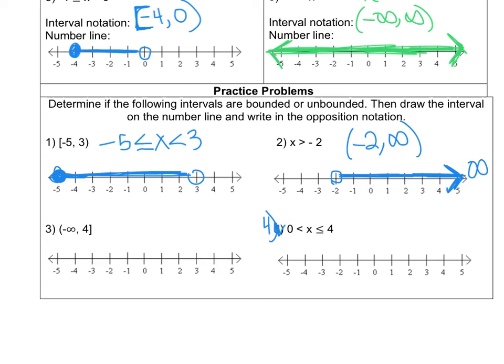Alright, for number 3 and 4, I want you to pause this video, and you're going to try it on your own. And then if you get both of them right, you can get 2 tickets, and if you get one right, you can get 1 ticket. So try your best.